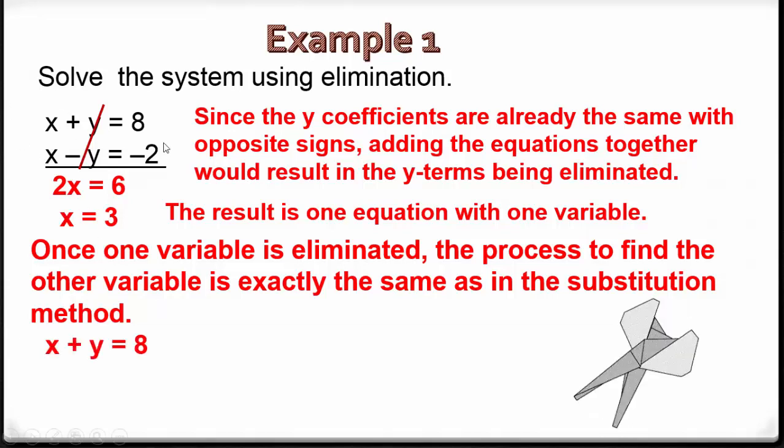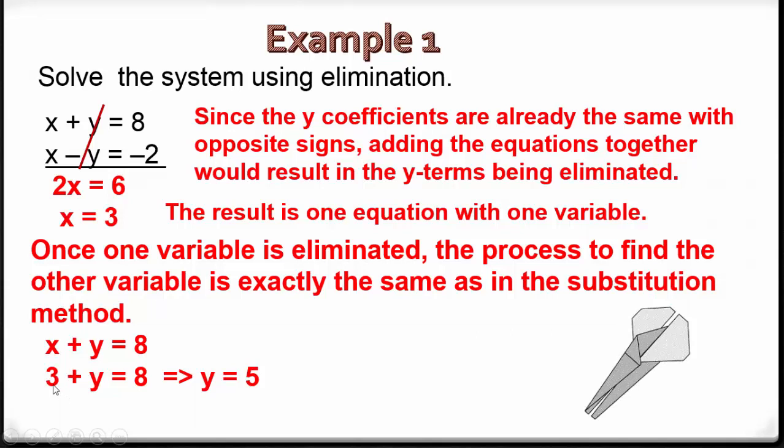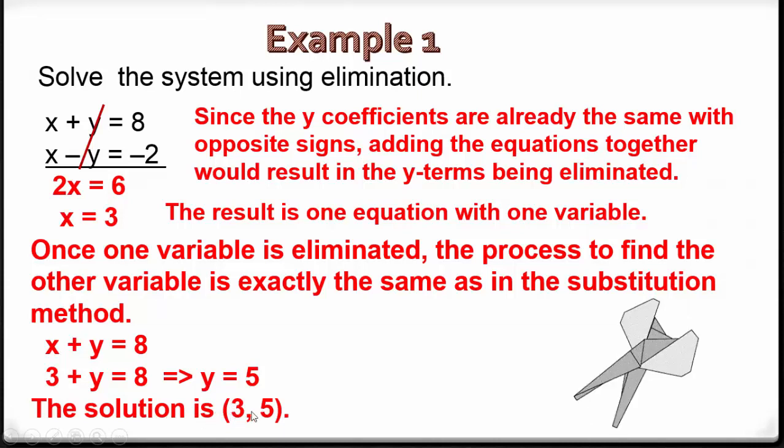So we take one of the original equations, let's say x plus y is equal to 8, and we'll substitute in x is equal to 3. So there we get 3 plus y is equal to 8, and now we can solve for y, and we get y is equal to 5. The solution is 3, 5. This is the point where the two lines intersect.